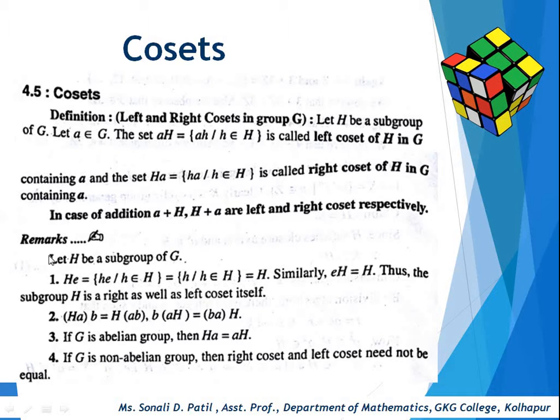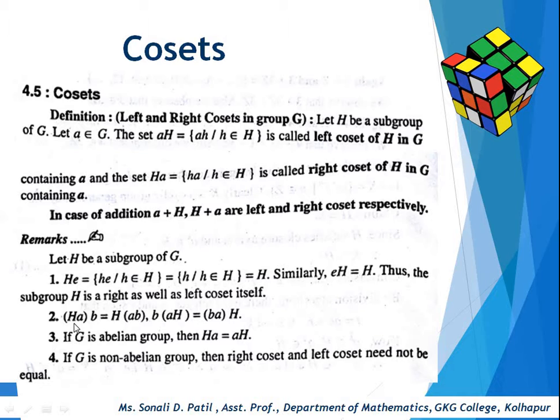Okay, so there are some remarks. Let H be a subgroup of G. First, He = {he such that h belongs to H} = {h such that h belongs to H} = H. Similarly eH = H. Thus the subgroup H is a right as well as a left coset of itself.